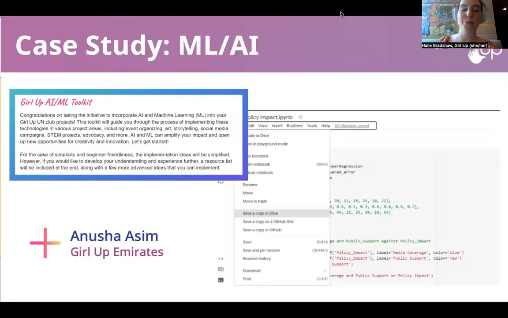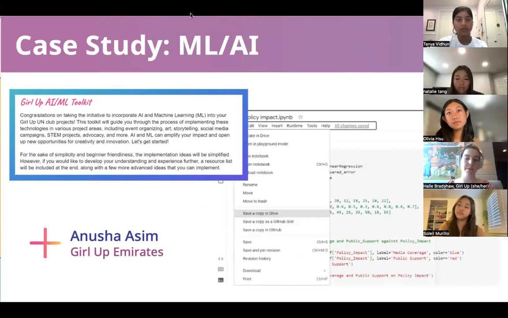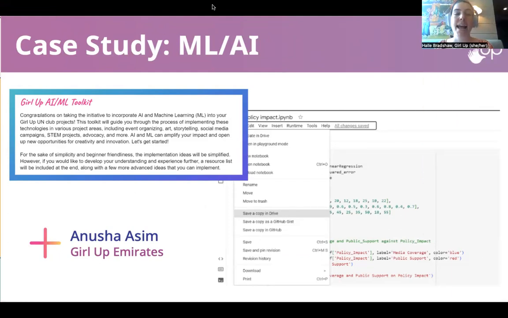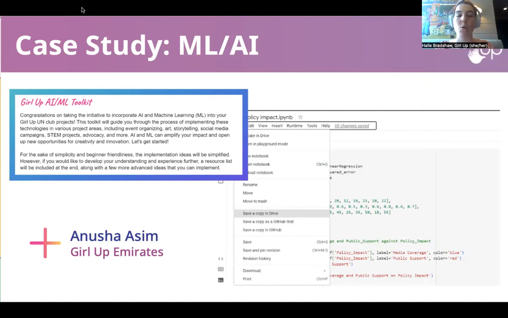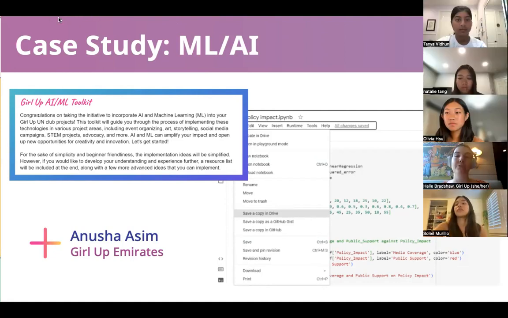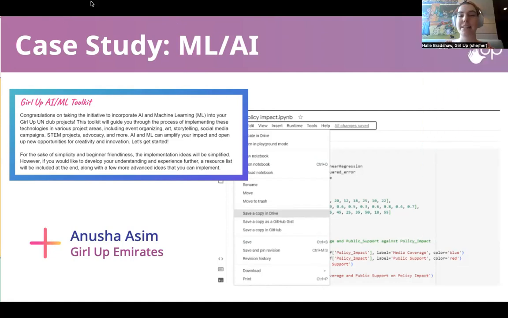So this is a super cool example that I wanted to highlight. This just came in from Anusha Asim, who's with Girl Up Emirates. And her club came up with a machine learning artificial intelligence toolkit, and they haven't shared it yet on the community, but they're going to probably within the next few weeks. But just an example of some of the amazing things that girls are doing, like this event today. This toolkit walks girls through how to get involved with AI and machine learning, how to host an event around it, how to do an activity.